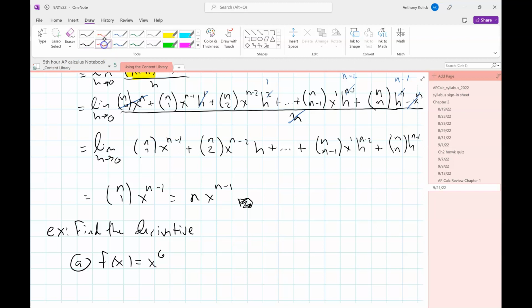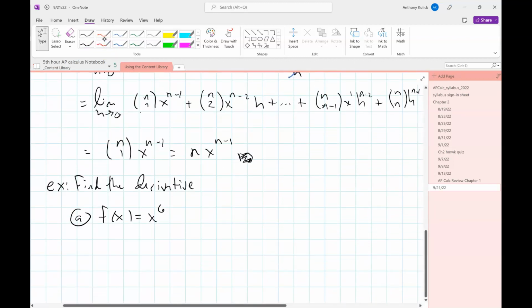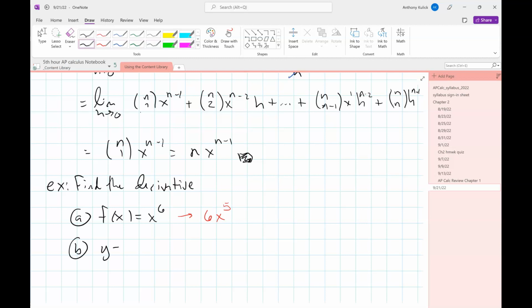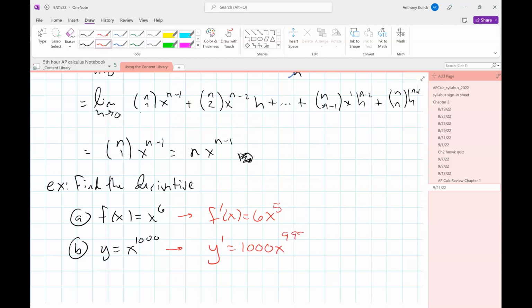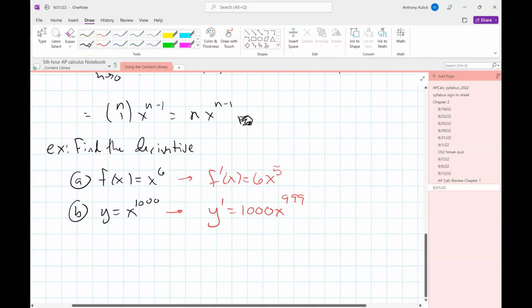Okay, let's do a couple of practices here just to make sure we got it. What's the derivative of x to the 6th? 6x to the 5th. Good job. How about y equals x to the 1,000? Yeah, let's actually include some notation here. Do it that way. And you said 1,000 x to the 999. Great.